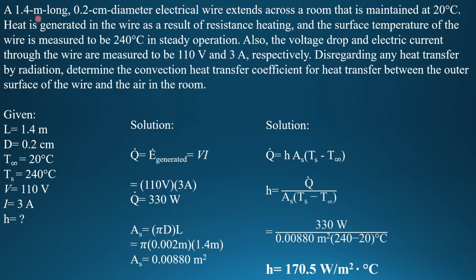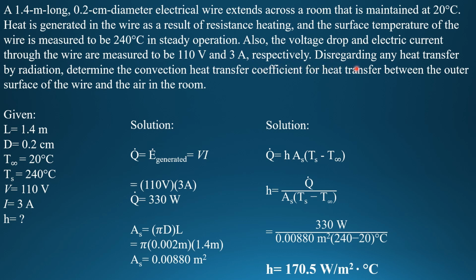A 1.4 meter long, 0.2 centimeter diameter electrical wire extends across a room that is maintained at 20 degrees Celsius. Heat is generated in the wire as a result of resistance heating, and the surface temperature of the wire is measured to be 240 degrees Celsius in steady operation. Also, the voltage drop and electric current through the wire are measured to be 110 volts and 3 amperes respectively.